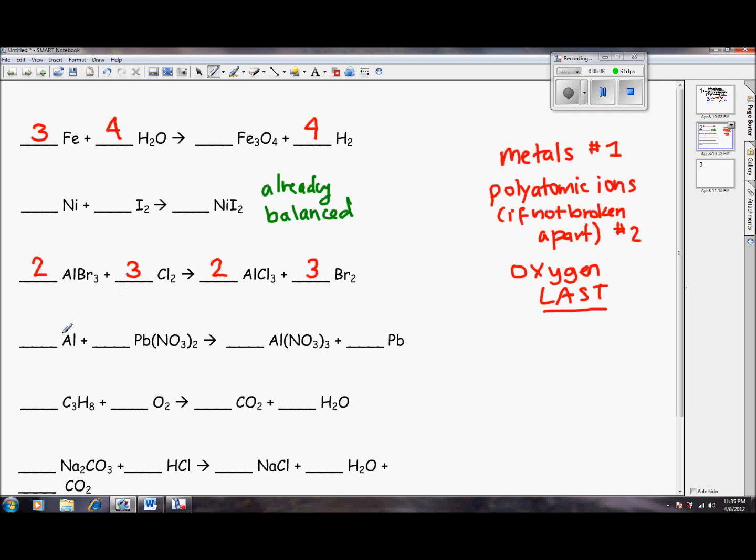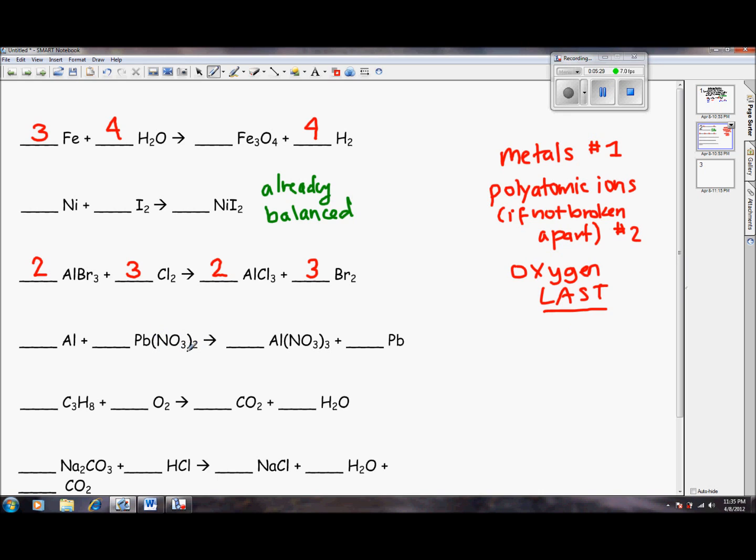Okay, next example. This is aluminum and lead-2 nitrate, making aluminum nitrate and lead. Okay, I have 2 metals. It shouldn't really matter which order I do them in. Let's check to see. I have 1 aluminum, 1 aluminum, 1 lead, 1 lead. Okay, so what do I have left to balance? Well, I have NO3. Now it's in parentheses.